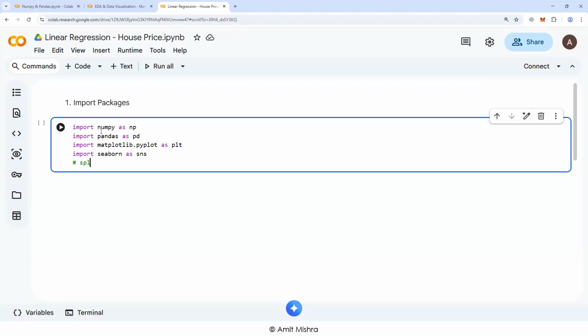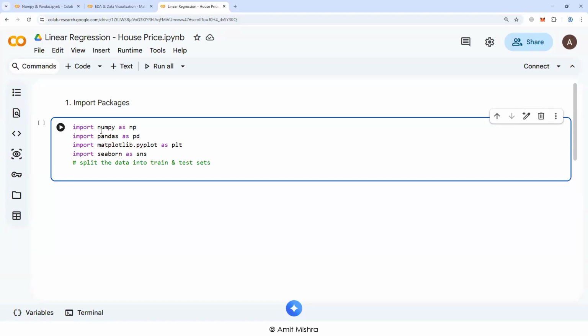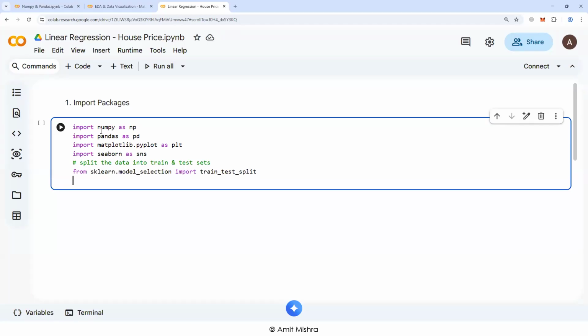Further, let us split the data into train and test sets. We'll be doing it from sklearn. This is our split part.